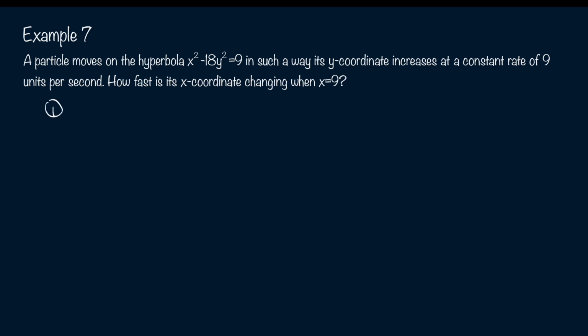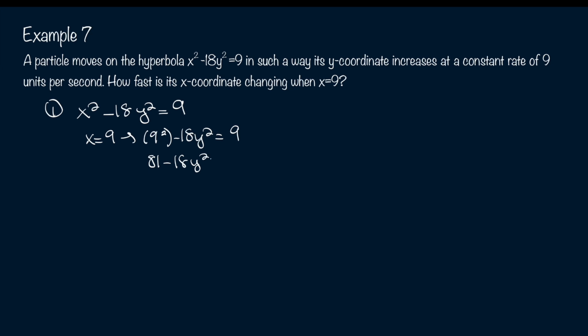So the first thing we want to do is write down the equation that we're already given: x squared minus 18y squared equals 9. This is the equation we're going to be using throughout. And we want to know, when x is equal to 9, what does y equal? So we just plug our x in. 9 squared minus 18y squared equals 9. Then we get 81 minus 18y squared equals 9. By subtracting and then dividing by negative 18, we get y squared equals 4. So y is going to equal plus or minus 2.